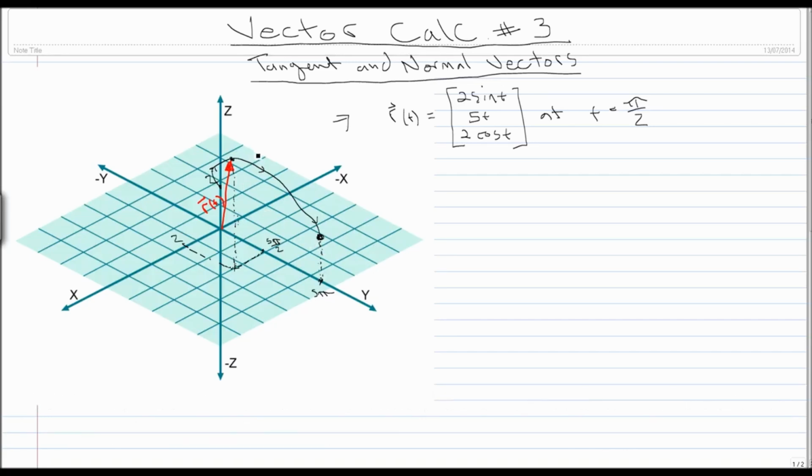Okay, so I want to find a tangent vector, a vector that's tangent to this curve at t equals pi over 2. So if from t equals 0 to t equals pi, we go from that point to that point, then halfway, pi over 2, would be a point somewhere here, halfway along this curve.